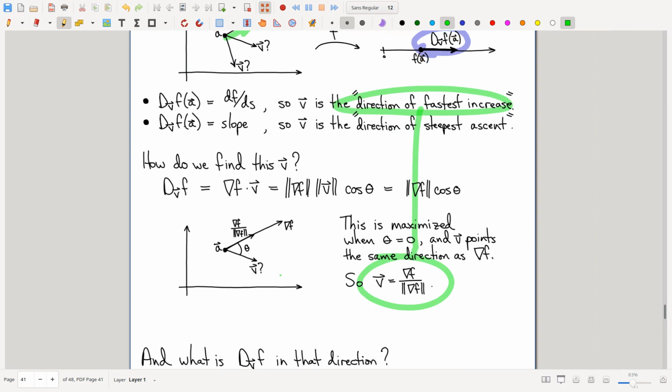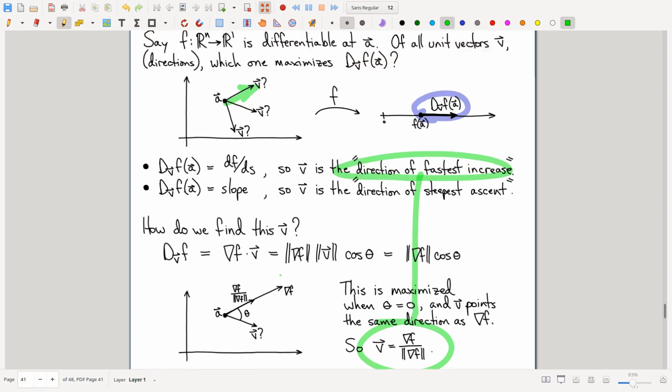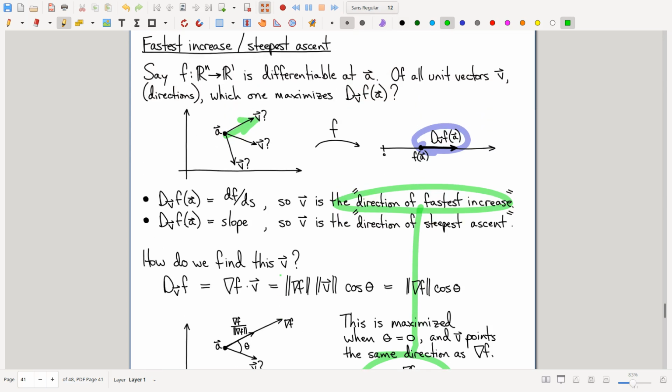Okay, nice, crisp, little convenient answer. Now let me ask a related question. Keep in mind my whole goal here: given a direction, given all my options of directions, I wanted to make this directional derivative as big as possible. I found how to do this. I found this vector that makes this as big as possible. Okay, how big is it? If it's as big as it can be, how big is that?